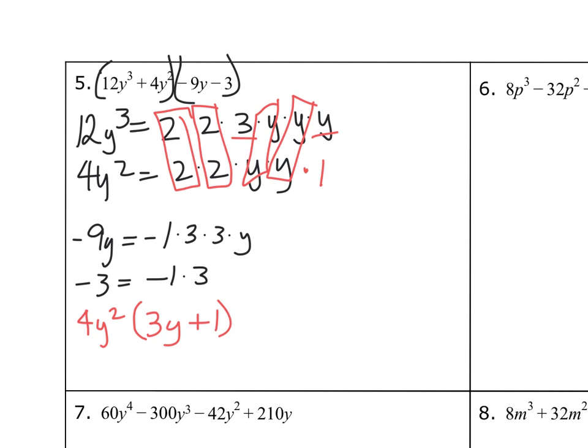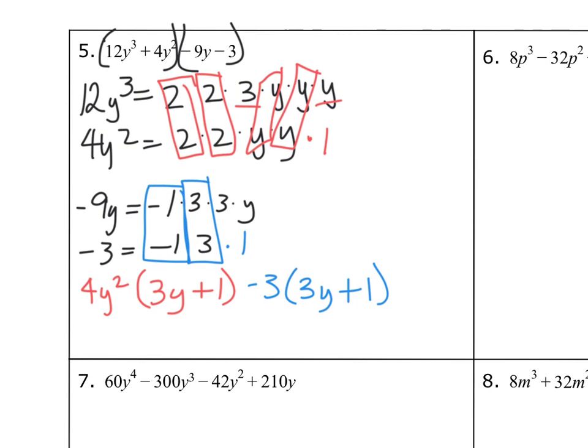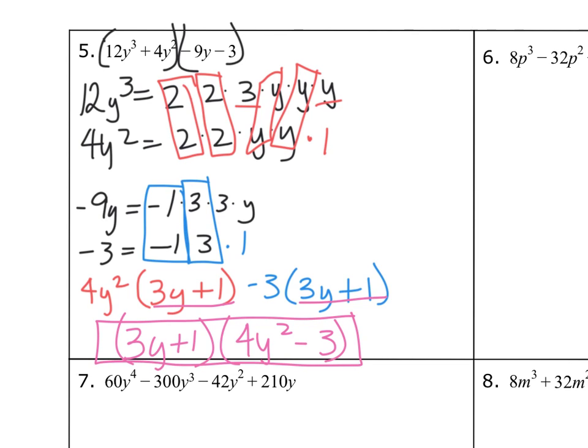All right, let's do the second two terms. They both have a -1, and they both have 3. Beautiful. So I can factor out -3, and what's left? 3y. Times 1. So that I can have that +1. So now, we'll scoot this up just a smidge. Now, do I have 3y plus 1? I have a matching pair of binomials, so 3y plus 1 is one of my factors. What is my other factor? 4y squared -3. That's it. Number 5 is done.